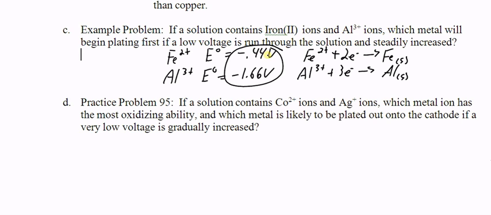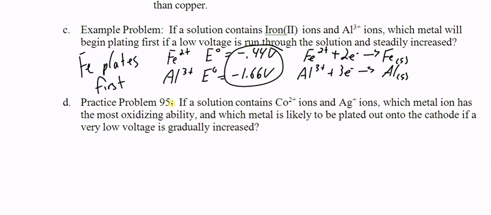With the iron 2 plus being more positive, it should be the one that plates out first. So it should be that iron plates first. So that's pretty much that. It's just a straight comparison of these two. More positive plates first. Negative 0.44 is more positive than negative 1.66.